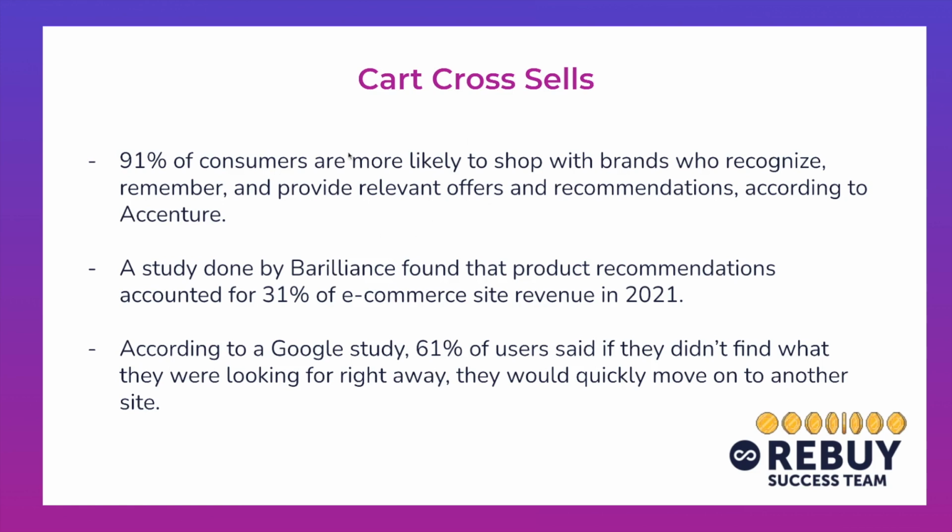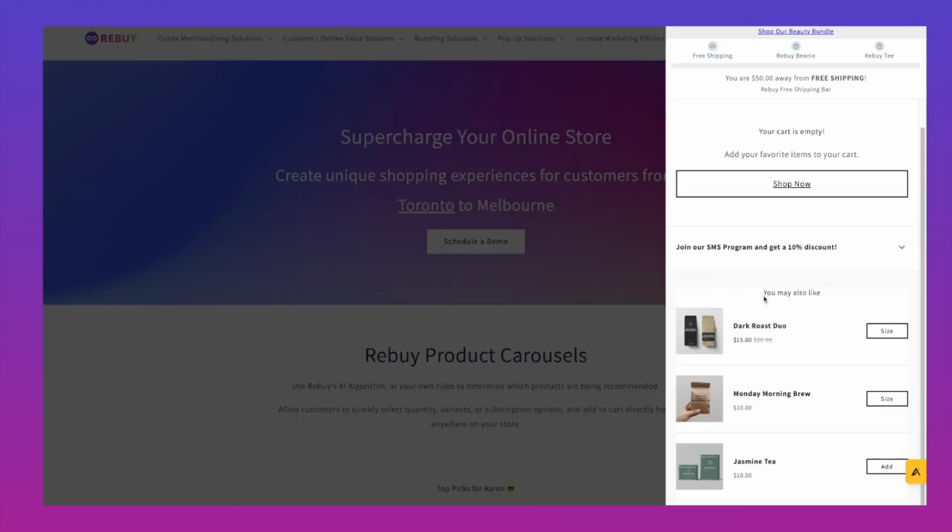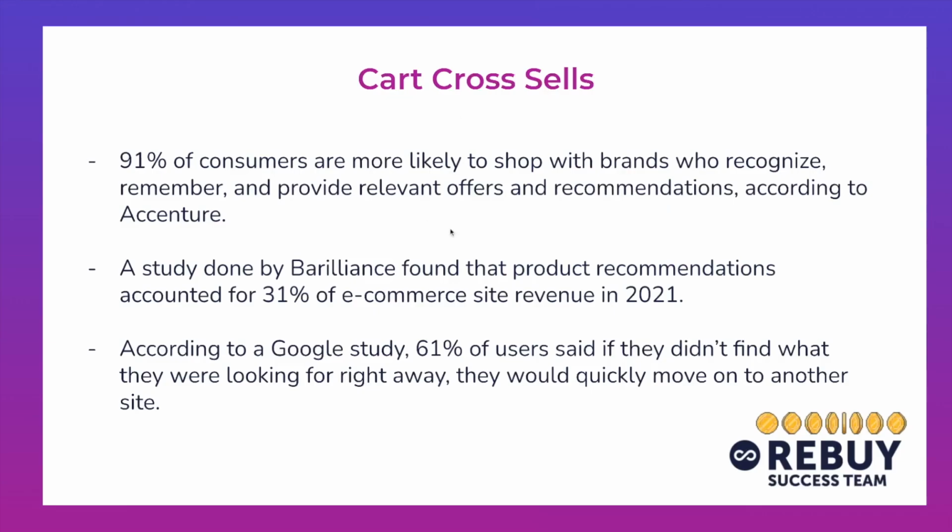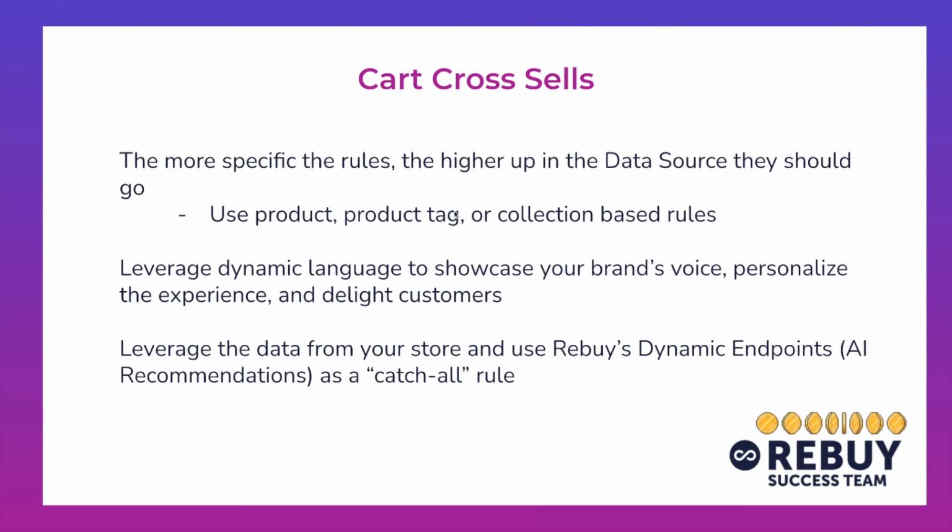So how do we take all of this and put this into play inside of Rebuy in your cart cross-sell? The answer would be to modify the data sources. So if we take a look over here, when we look at our cart cross-sells, we're going to want to put the more specific rules higher up on the data source using product tag or collection-based rules. We're also going to want to leverage dynamic language to showcase your brand's voice, maybe personalize the experience and delight customers, and then leverage the data from the store and use Rebuy's dynamic endpoints, such as our AI recommendations, as a catch-all rule.